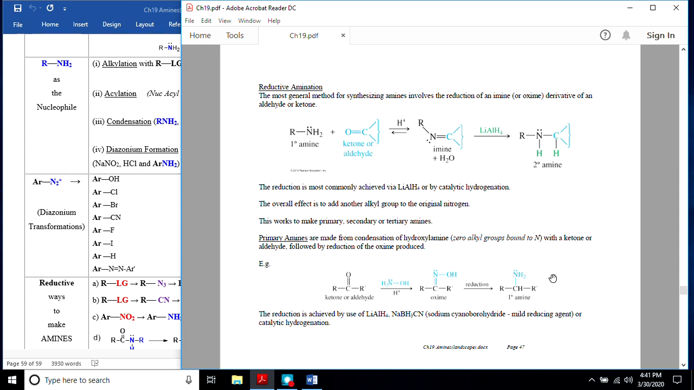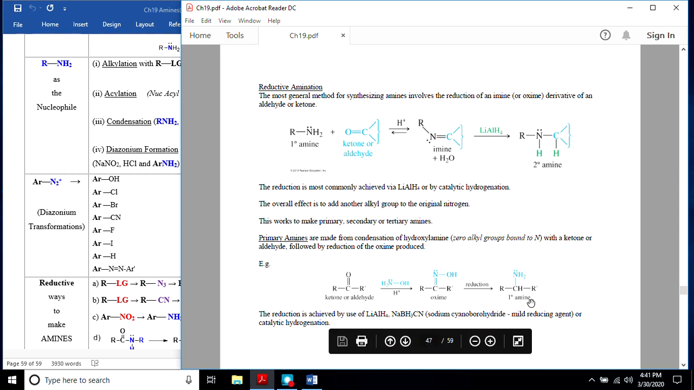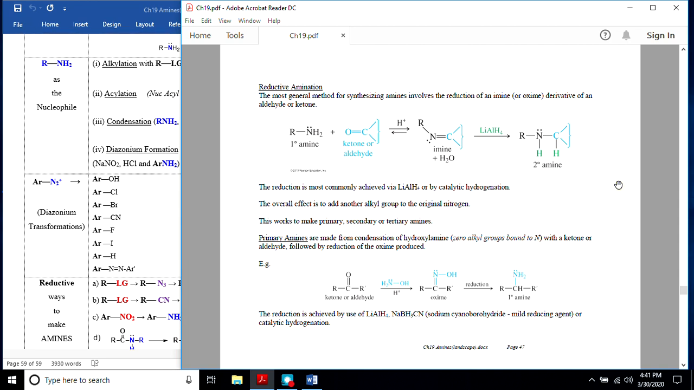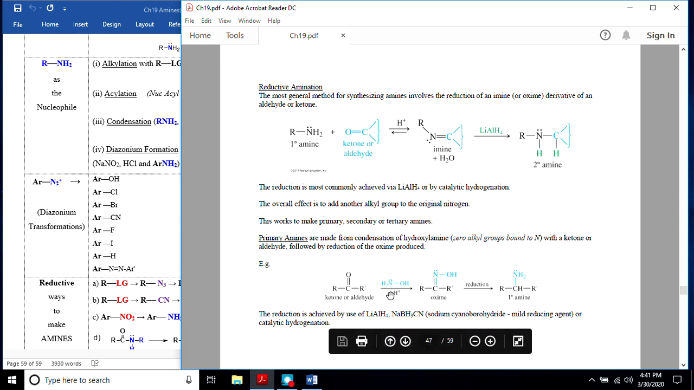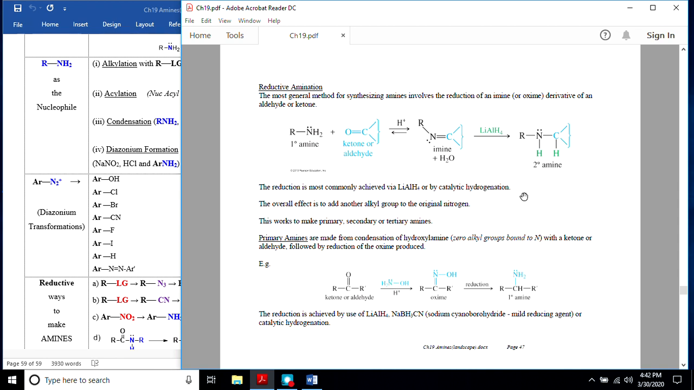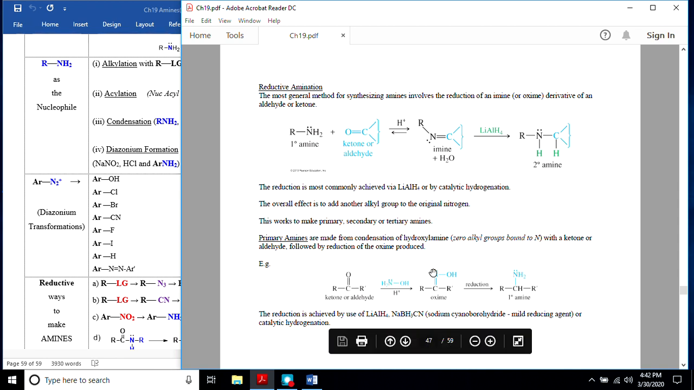If you want to make a primary amine, that means that you need to start with a nitrogen that has 0 alkyl groups. So we actually use NH2OH for that. NH2OH has 0 R groups connected to nitrogen. Do our imine analog reaction. So this is forming an oxime, still a condensation. Then reduce, produce a primary amine. So 0 bonds to alkyl groups, 1 bond to alkyl group.